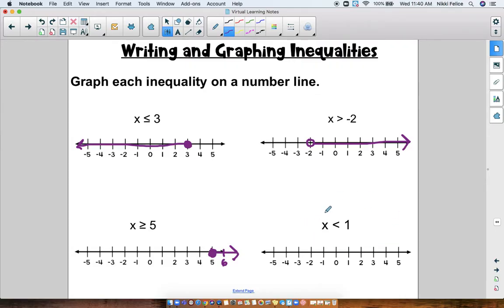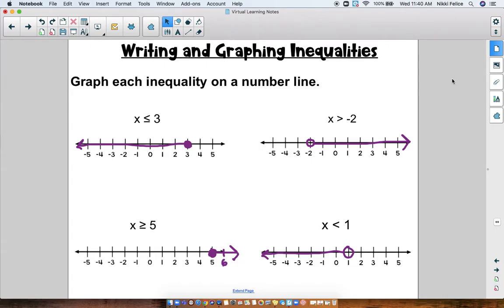And lastly, we have x is less than 1. Well, there's no dash underneath, so I'm not going to color in my circle. It's going to be an open circle. And then less than 1. Which direction is less than 1? This way. 0, negative 1, negative 2, negative 3. All those numbers are less than 1. Okay, so here's our 4 answers. That's how we graph the inequality on a number line.